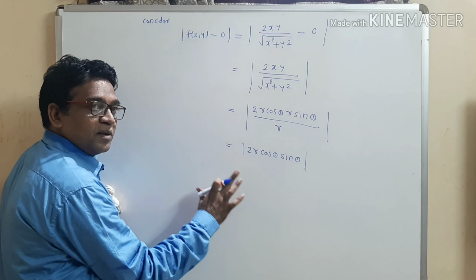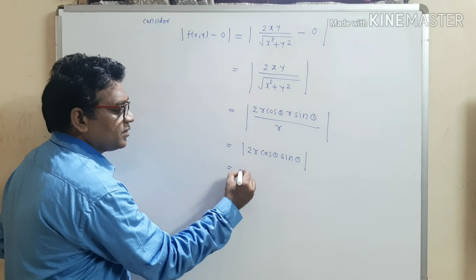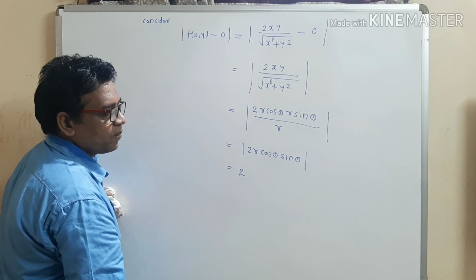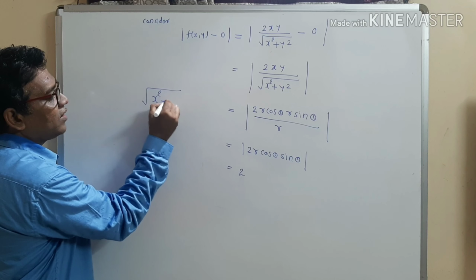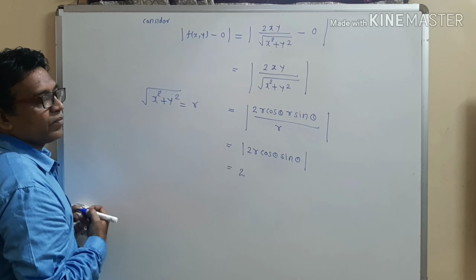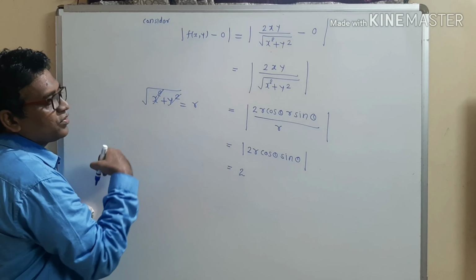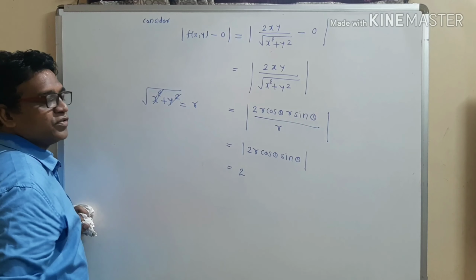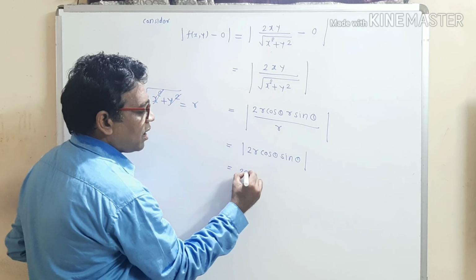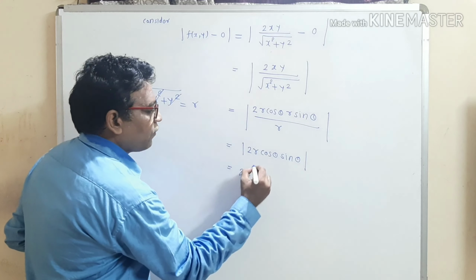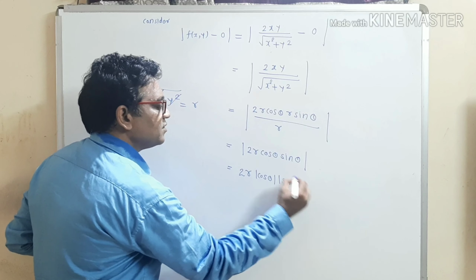Now just separate the modulus. This 2 is a positive constant, so we can take it outside from the modulus. r is again a positive constant. We have found this value under root x square plus y square is equal to r. x square is a positive term, y square is a positive term, and the square of a positive term is again positive. So obviously r is positive, so don't put modulus. So r, write down this as it is. For cos theta, let us put modulus sign, and for sin theta, let us put again a modulus sign.